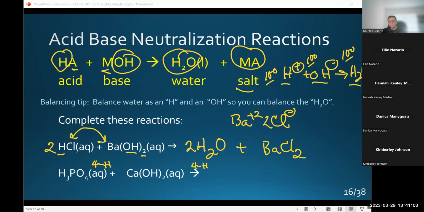So they're balanced. The oxygens, I have 2 oxygens in the form of hydroxide, and I have 2 oxygens in the form of water. So they're balanced. I got one barium, and I have 2 chlorides, voila, it's balanced.